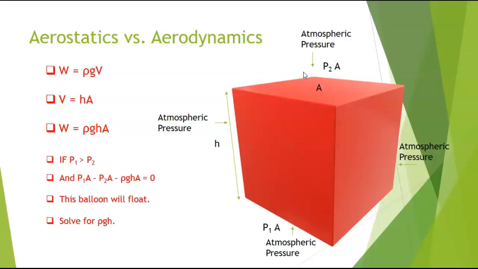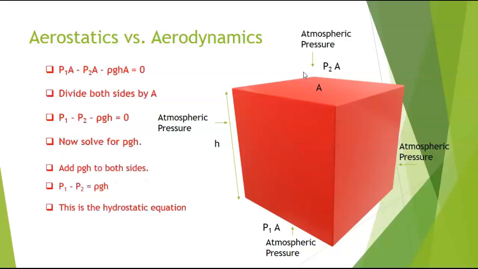So let's solve for rho times gravity times height. Now we can further simplify the equation by dividing both sides by area. And when we do that, we get P1 minus P2 minus rho times gravity times height equals 0. So now we can solve for rho times gravity times height. We do that by adding rho times gravity times height to both sides. And when we do that, we get P1 minus P2 equals rho times gravity times height. This is what is known as a hydrostatic equation.